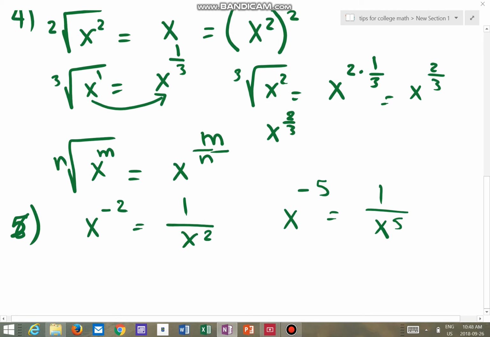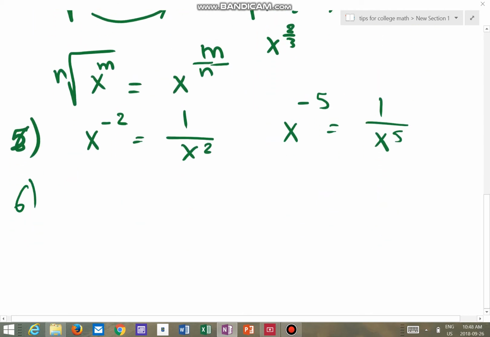The last one is your 0 exponent. X to the power 0 is a 1, regardless if x is positive, negative, fraction, decimal, or a huge number.